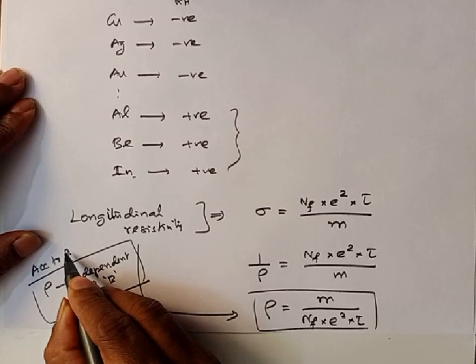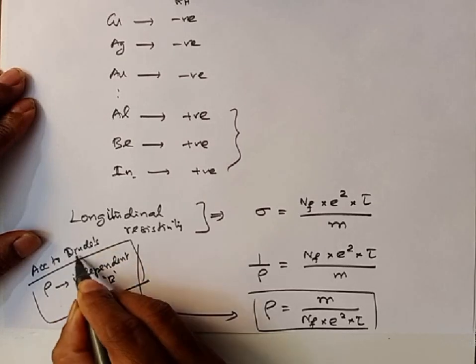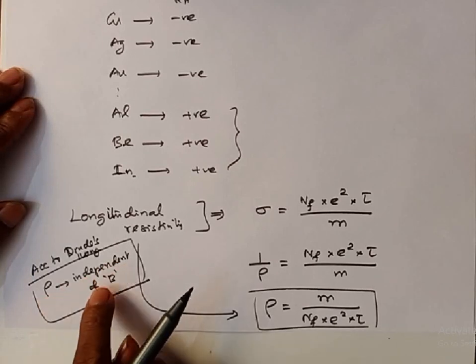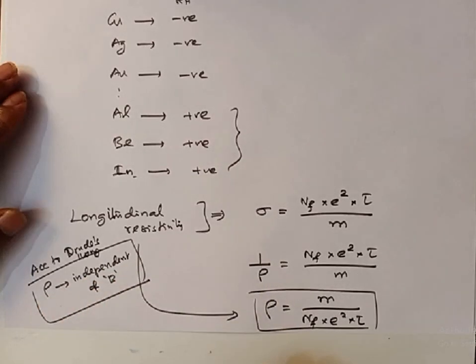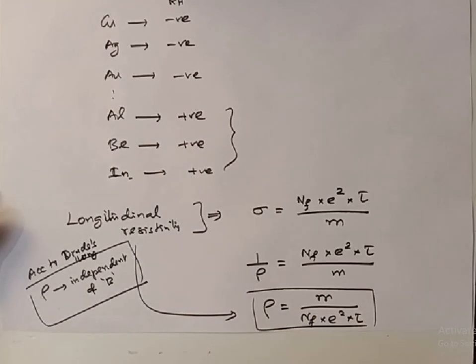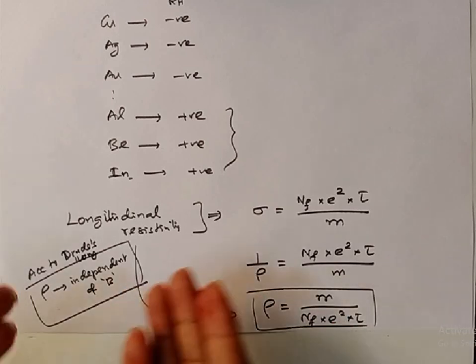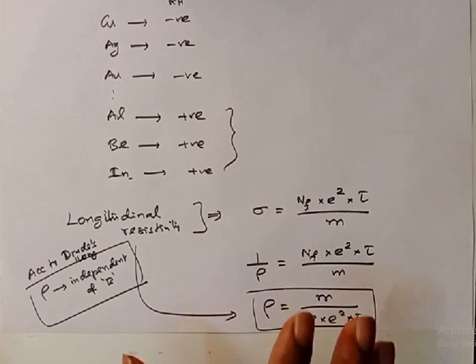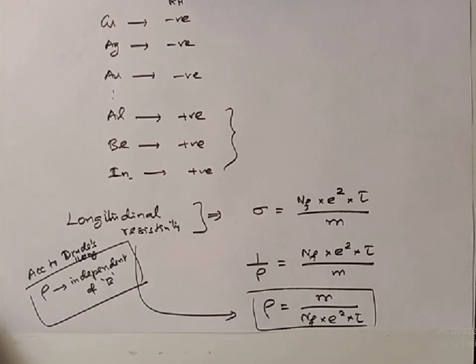According to Drude's theory, longitudinal resistivity is independent of magnetic field strength. So these are Drude's predictions on the Hall effect. Keep this point in mind. In the next lecture I'm going to discuss limitations of Drude theory, and I'll give the other information about these points. I hope you have understood this Hall effect clearly. Thank you for listening.